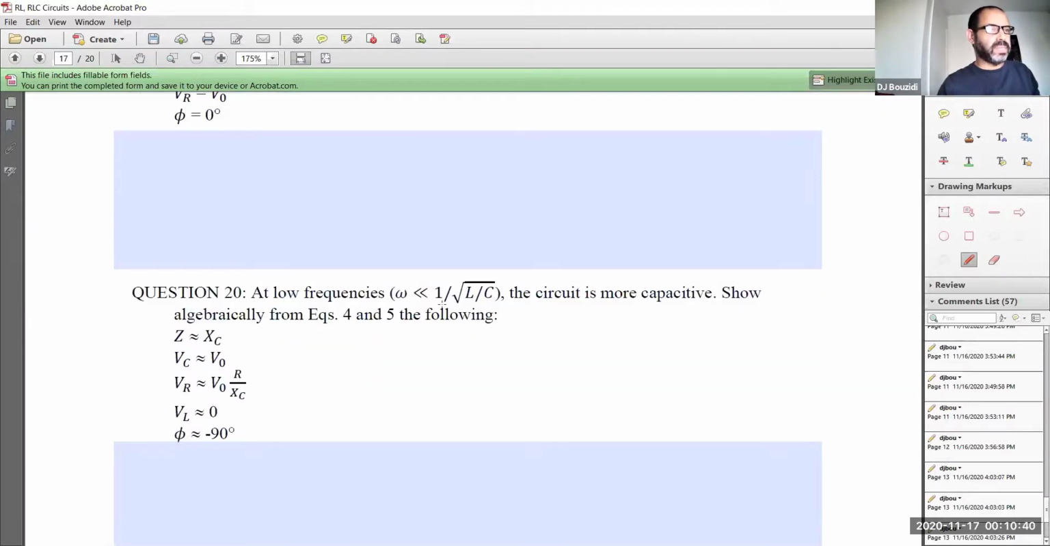For very low frequencies, when omega is very, very much less than 1 over square root of LC, the circuit is more capacitive. Show it algebraically. So now we do the algebra. When omega is very low, in this case, 1 over omega C will dominate. In other words, XC will dominate, and XL will go to 0.